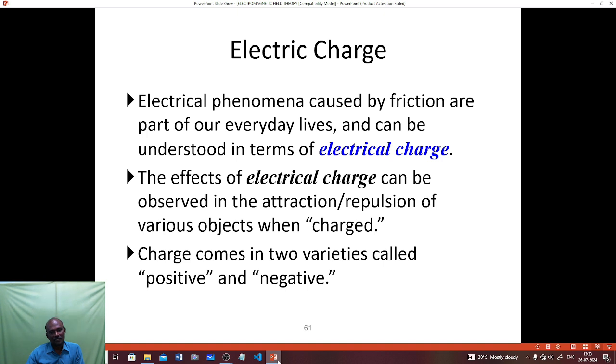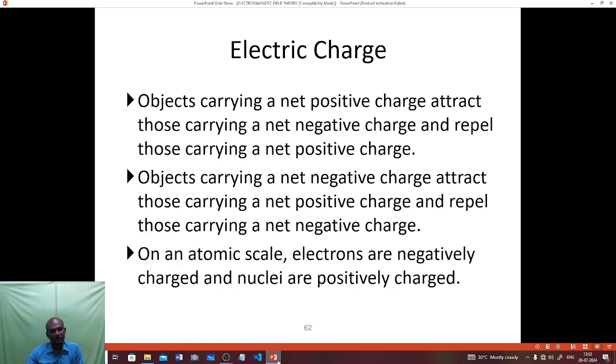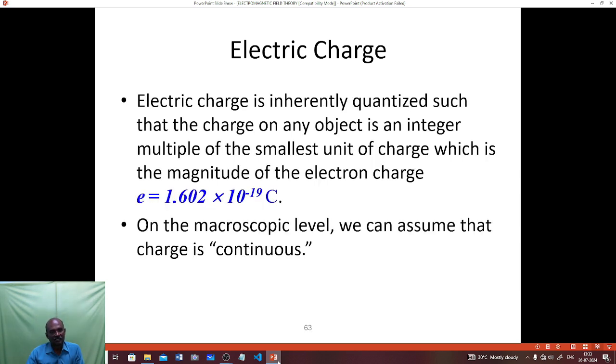Charge comes in two varieties called positive and negative. Objects carrying a net positive charge attract those carrying a net negative charge and repel those carrying a net positive charge. So in simple terms, we can say like charges repel and unlike charges attract each other. The electron charge value is 1.602 × 10^-19 coulomb. Such a very small charge the electron carries.